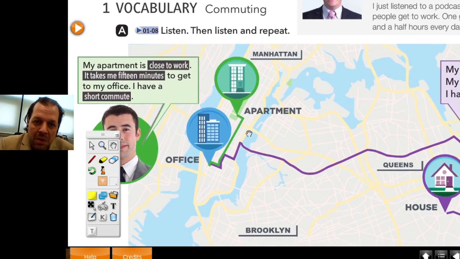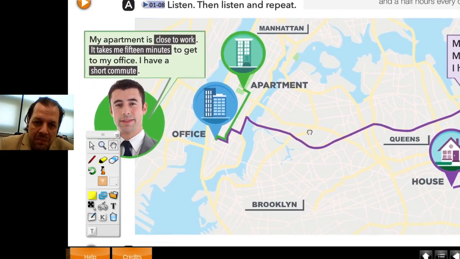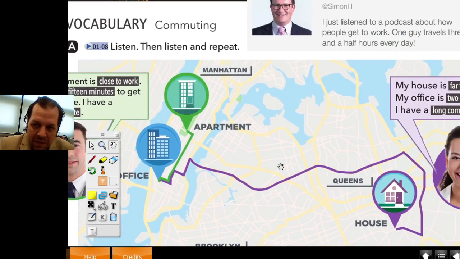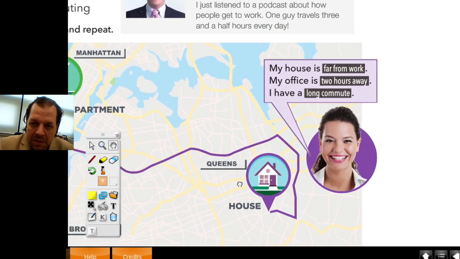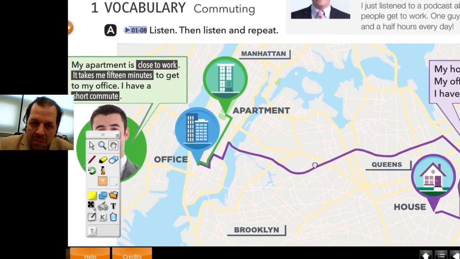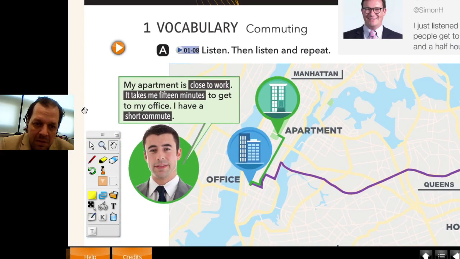Commuting. So we're going to listen and then repeat. Okay, we've got a little graph here that shows us about a couple people we've met already at the start. But let's listen.